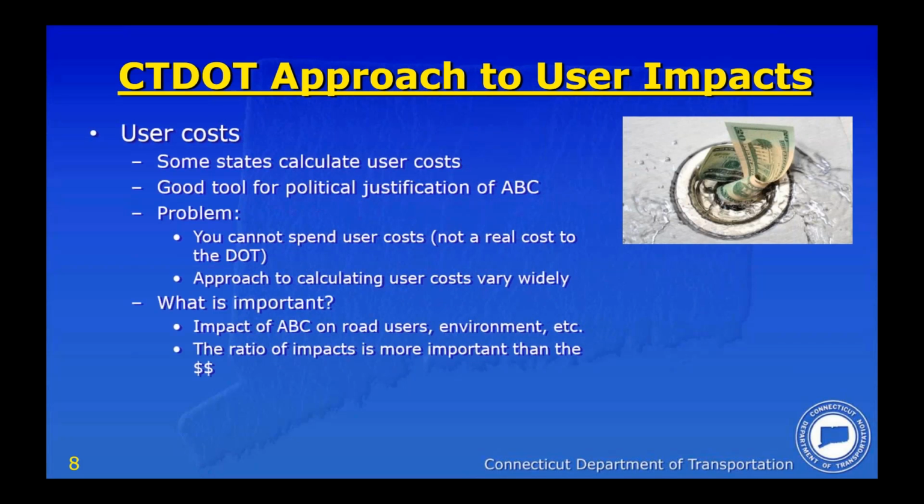So our approach to user costs was not to try to put a dollar value on users' impacts. This is the traveling public. We felt that it was not real money, and we didn't want to combine user impact with it. Those are not real dollars that we can spend or save, compared to the real dollars that we can spend or save with the actual bridge design alternatives.